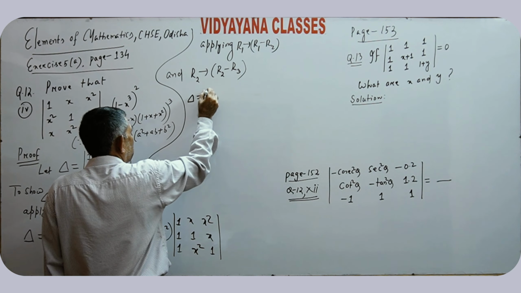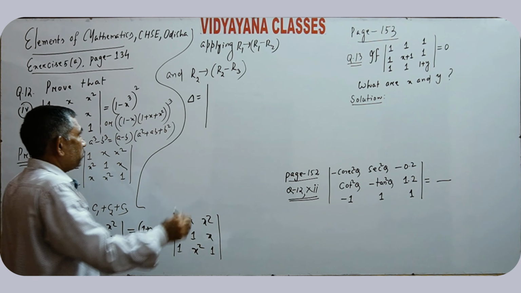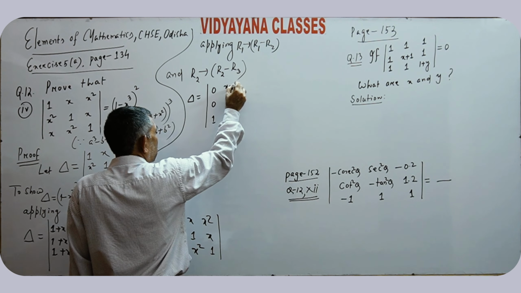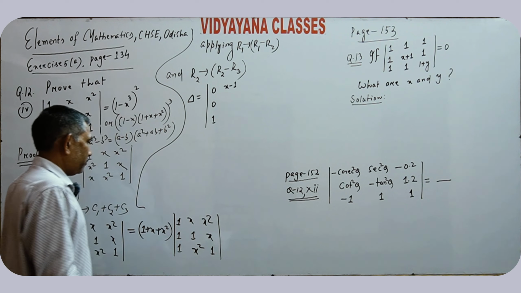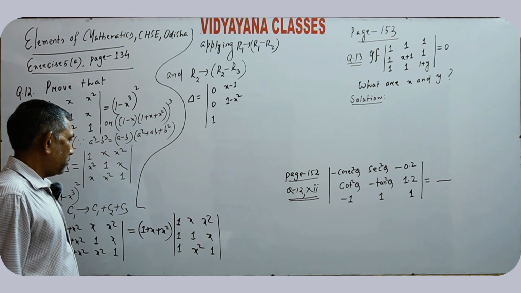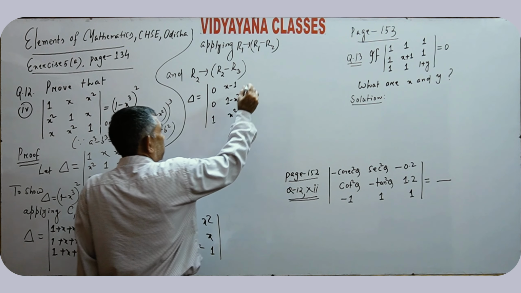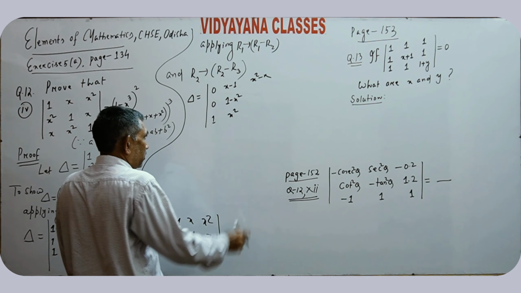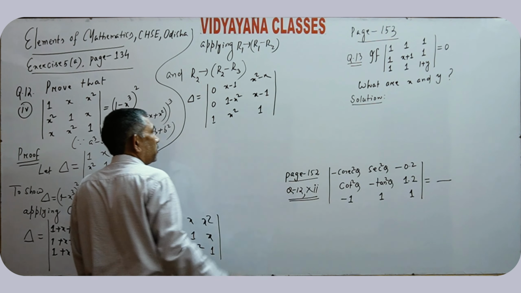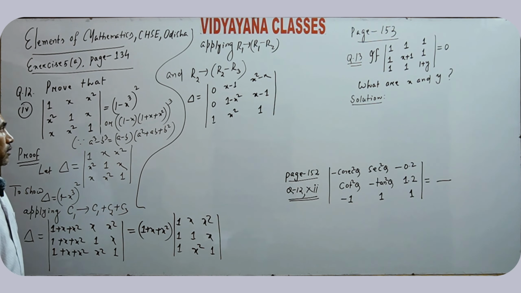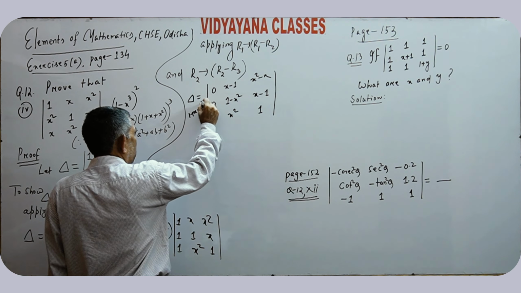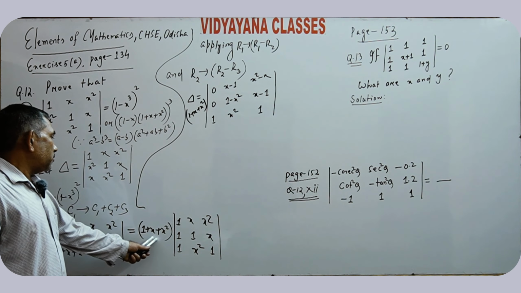Del is equal to row 1 minus row 2, that is 0, 0, 1. x minus 1, 1 minus x square, 1 minus x square, x square minus x, x minus 1 and 1. Clear? Okay. And into 1 plus x plus x square.